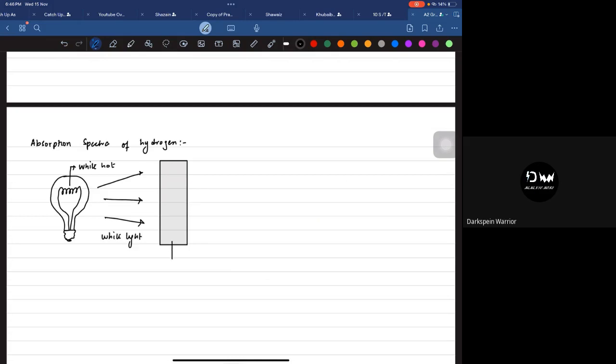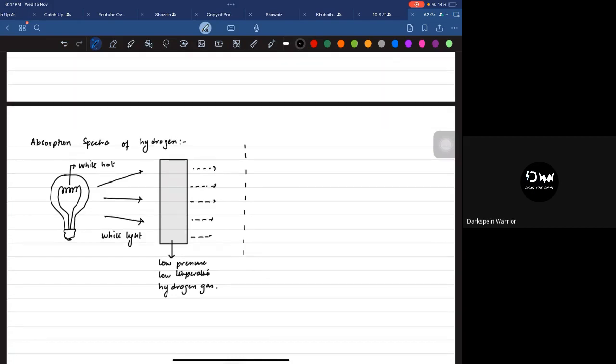In this one, we have low pressure, low temperature, hydrogen gas. We want the maximum number of electrons to be inside the ground state already. So as the light passes, the electrons of the hydrogen are going to absorb the photons that they require. And when they do, they're going to release those back afterwards, and we'll see the grating.